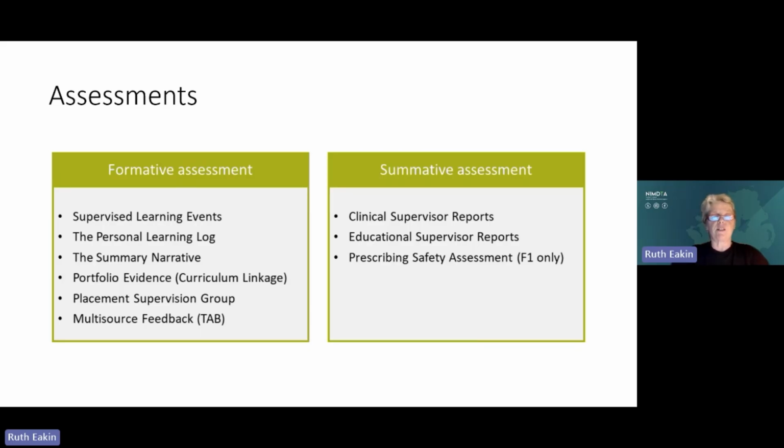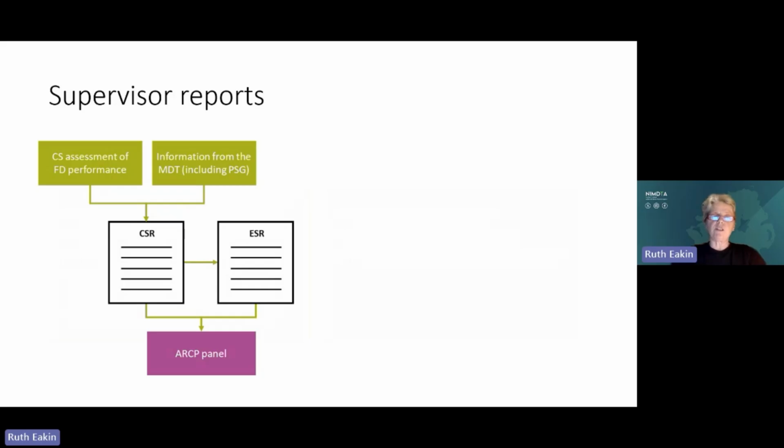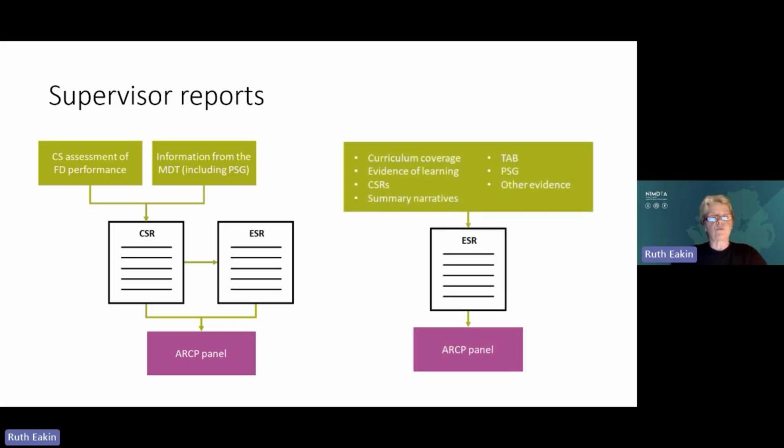So please make sure you have dates in the diary for meeting your supervisors at the end of each placement. Your clinical supervisor needs to comment on what's in your portfolio for that placement, as well as on any feedback from the team around you. And then they make a judgment about your overall level of performance. And then your education supervisor reports on a broader view of your progress and what's in your portfolio, including what's in your CS report. And both of these for each placement are essential for the ARCP panel to be able to give a satisfactory outcome.